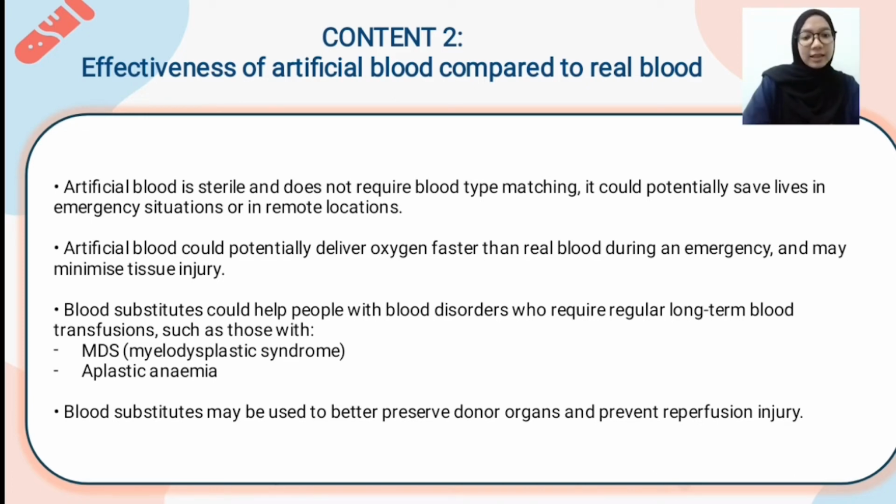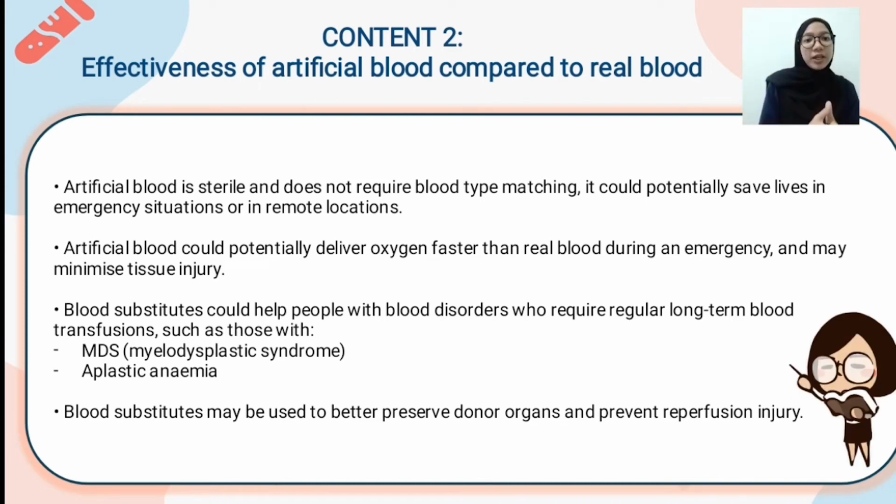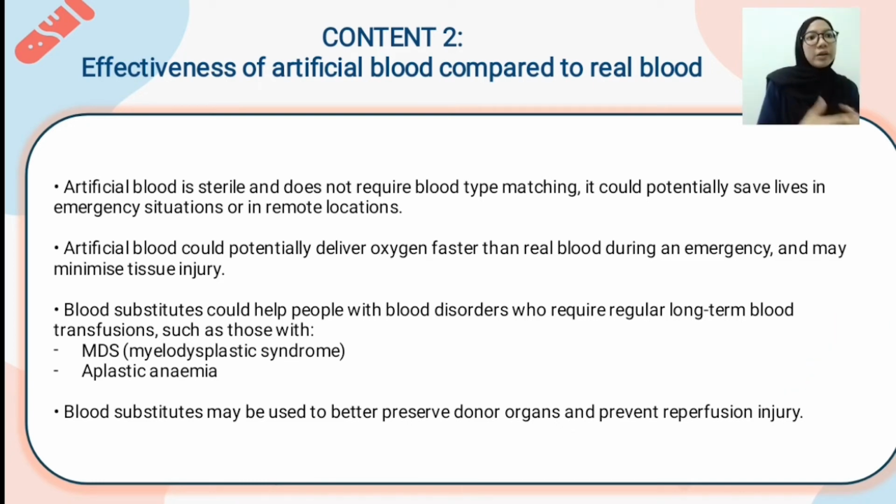Last but not least, artificial blood may be used to better preserve donor organs and prevent reperfusion injury, which is organ tissue injury caused by the return of blood supply. All of this explanation shows how effective artificial blood is compared to real blood. So I think that's all from me. Thank you.